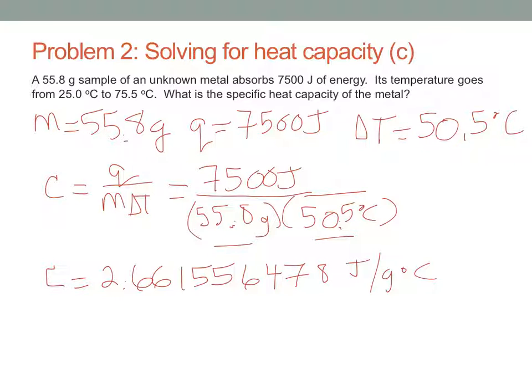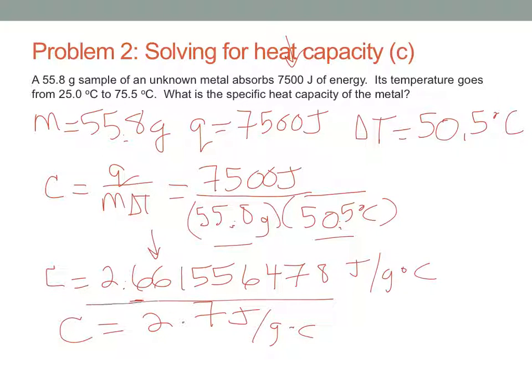Now looking at the problem, we notice here that our specific heat only has 2 significant digits. That means our second significant digit is this 6. The number immediately following it is a 6, which means we have to round up. 5 and above, you give it a shove. So our C turns out to be 2.7 joules per gram degree C. 2 significant digits.